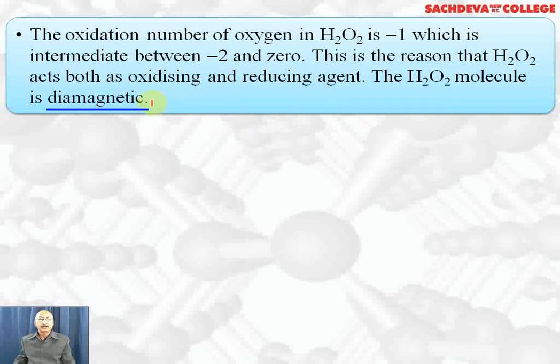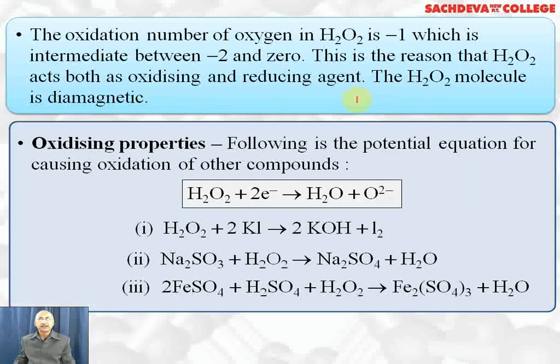The H2O2 molecule is diamagnetic because O2 2- has 18 electrons and no unpaired electrons. Oxygen is paramagnetic due to the presence of unpaired electrons. Here H2O2 in -1 oxidation state gains 2 electrons; 2 oxygen atoms gain 2 electrons and form oxide ion. So this shows the oxidizing property of hydrogen peroxide.